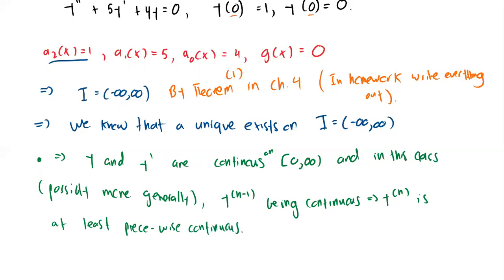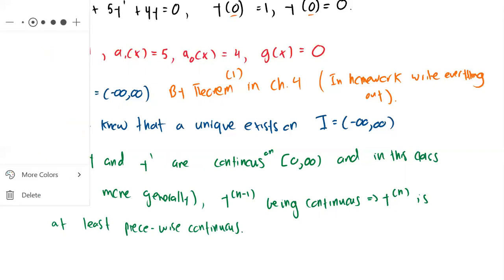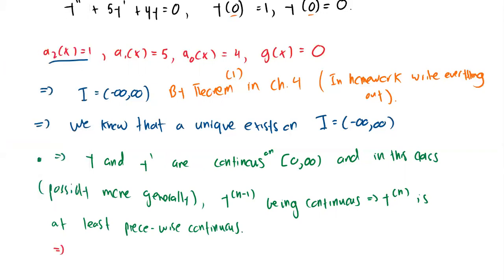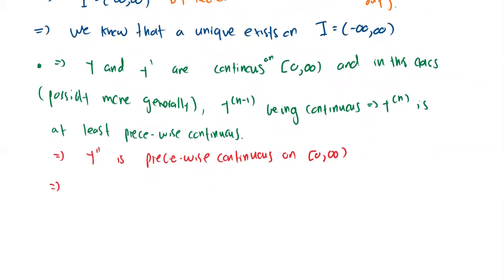Which then for us means that y double prime is at least piecewise continuous on 0 to infinity, and the work is justified. The work of taking the Laplace transform is justified.